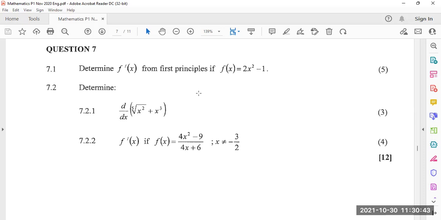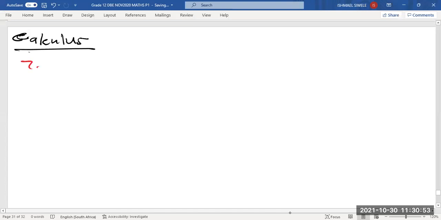So the first principle, you're going to write an exam, and in an exam it is going to be there. There is no way that you can write an exam and not find a question that's based on first principle. Okay, so f of x is 2x squared minus 1, right? Everything that you need to use, it's there.